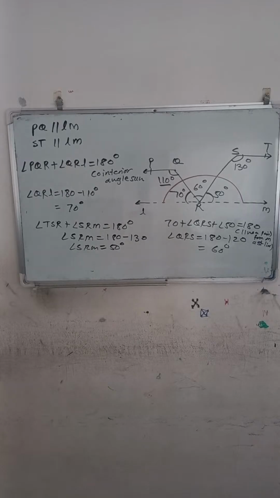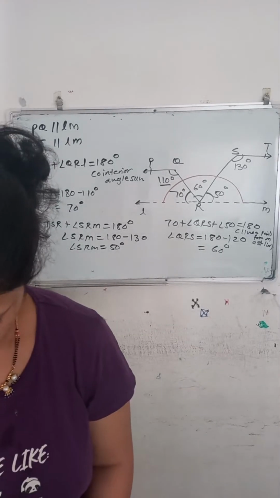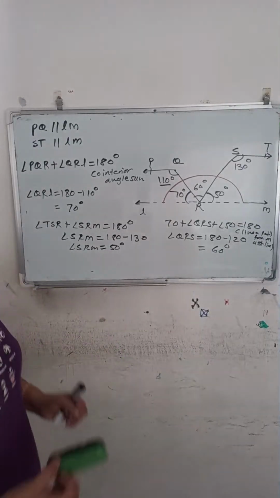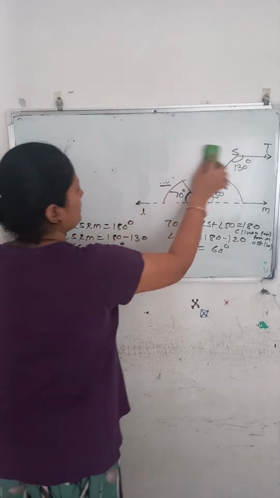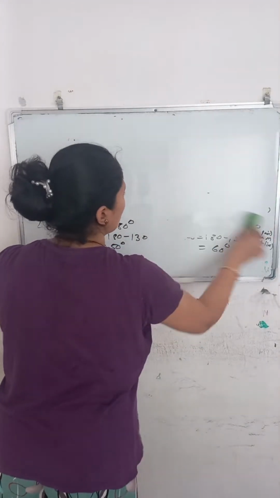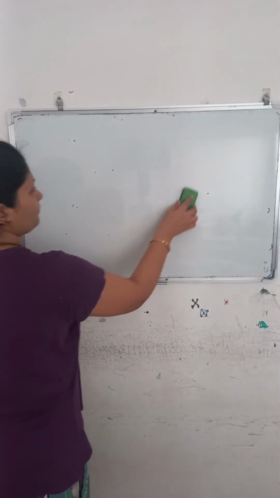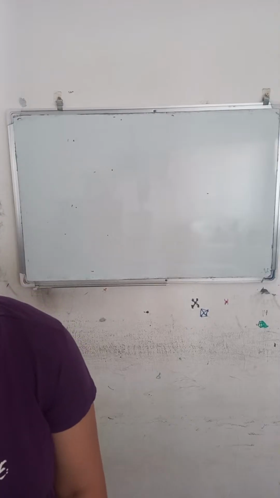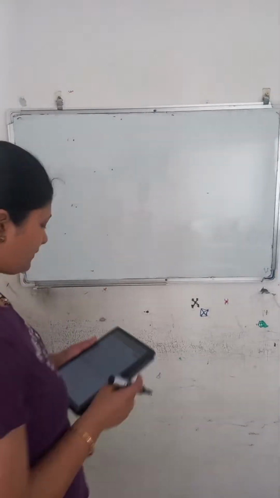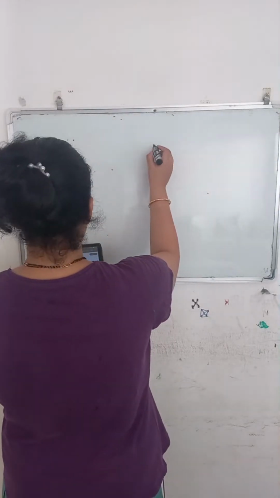Okay, write down the next question. In the given figure, if AB is parallel to CD, angle APQ is 50 degrees and angle PRD is 127 degrees, then find x and y.